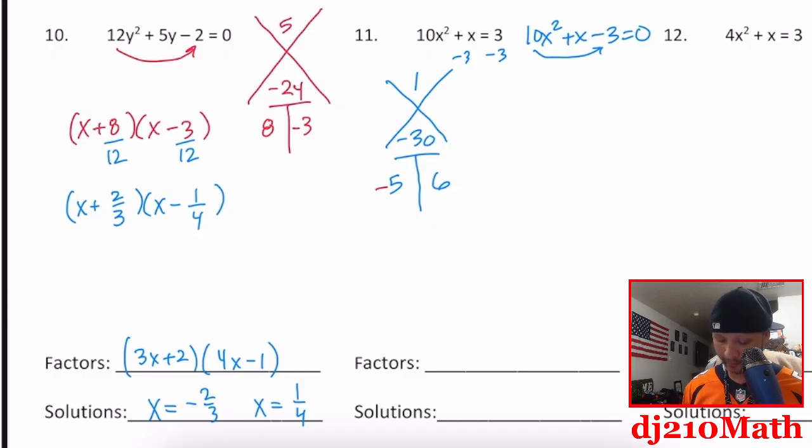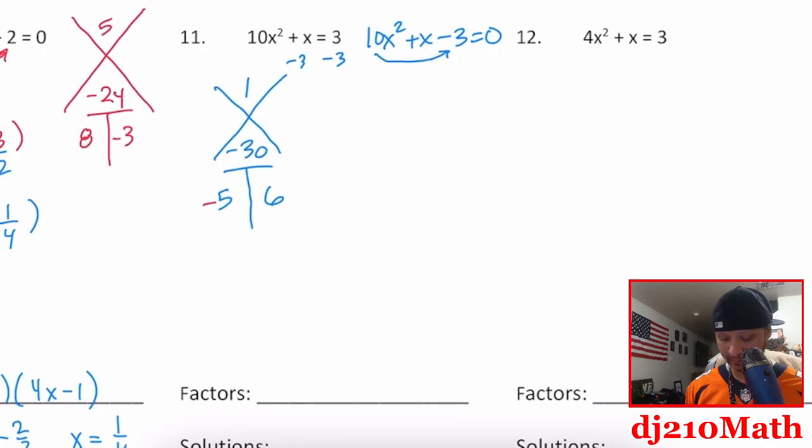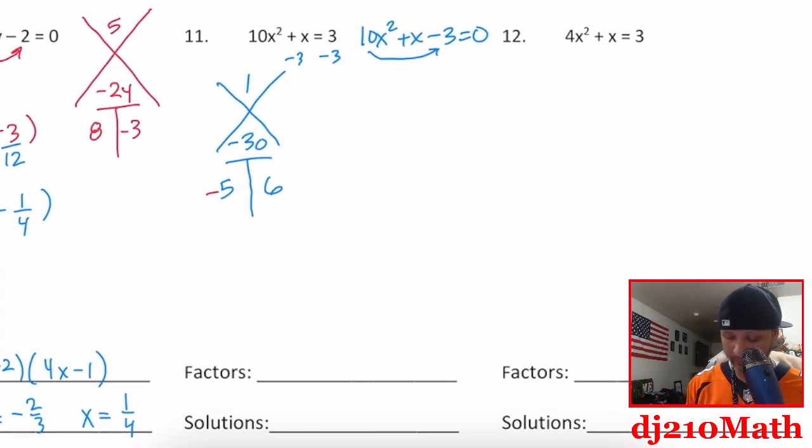I mean, it definitely takes practice. You're going to have to really, really think about it. It's not a fast decision for sure. Okay, x minus 5, x plus 6. Divide by, what was our a value? 10.